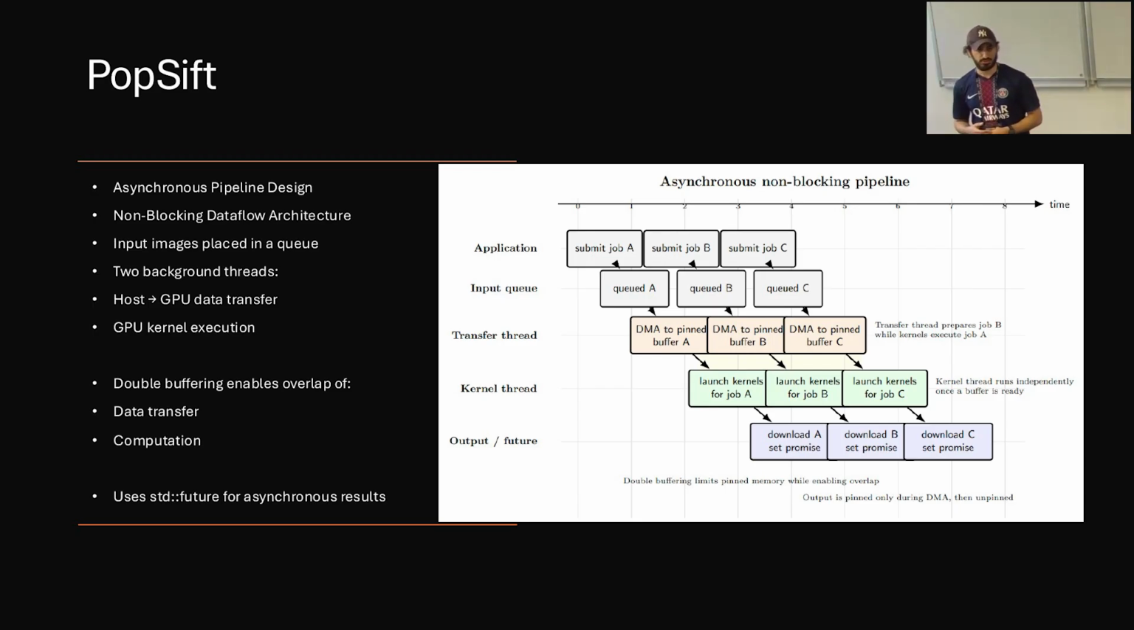On the host side, there is a lot of fine-tuning. It utilizes an asynchronous pipeline design with a non-blocking data flow architecture where input images are placed in a queue and there are two threads on the CPU, where one is responsible for transferring the image data to the GPU and the other one orchestrates the kernel execution.